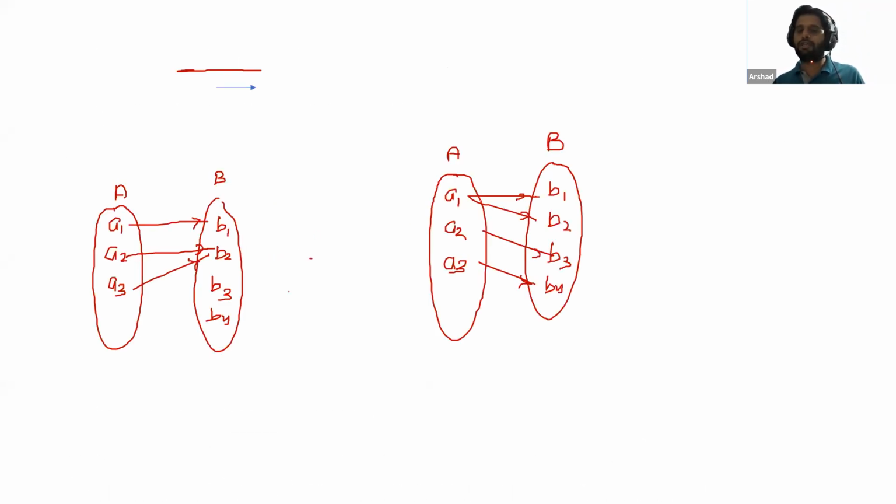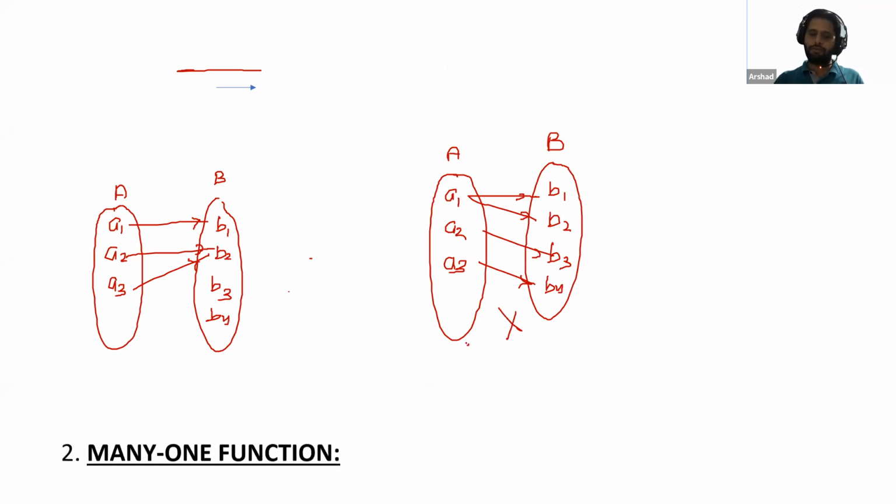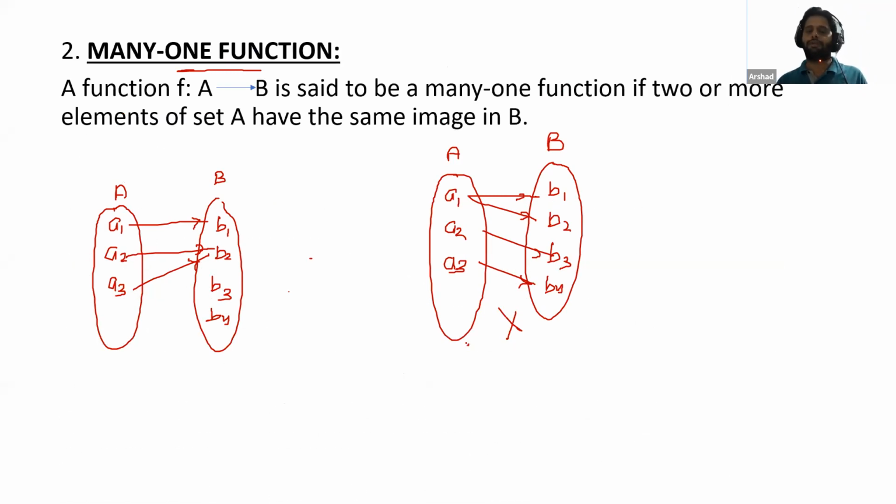Please check here. A1 is associated with two elements, so this is not correct. A1 is not associated with a unique element. It is associated with two elements, which is not possible in a function. So this is not a function. If this is not a function, then this is not many one. So first of all, please check the definition of function.